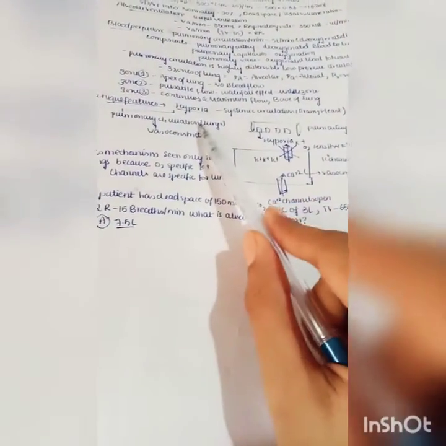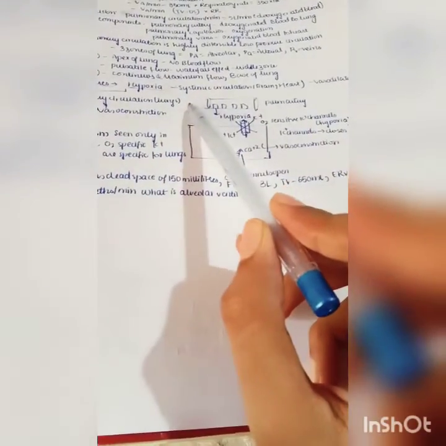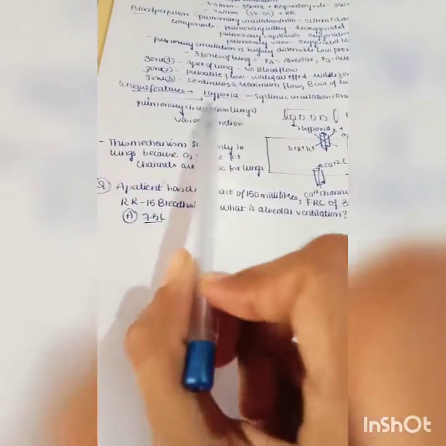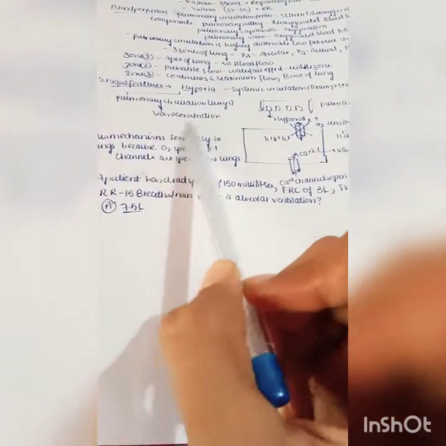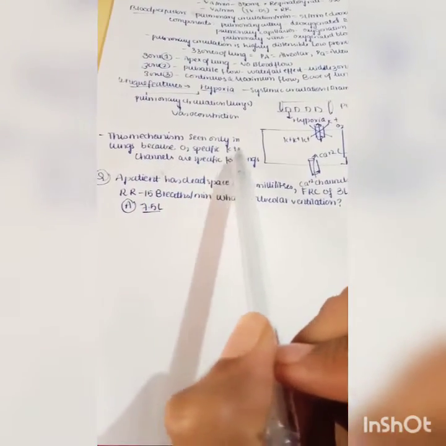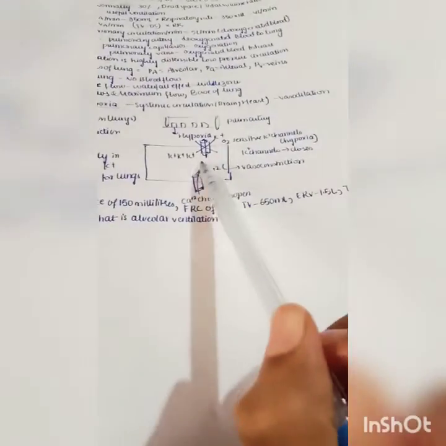So next, let us see the unique features of hypoxia in pulmonary circulation. Whenever there is hypoxia, meaning there is low oxygen in the respiratory system, systemic circulation normally responds with vasodilation. The unique feature of pulmonary circulation is that it always undergoes vasoconstriction. So this mechanism is seen only in lungs, because oxygen sensitive potassium channels are present in lungs.